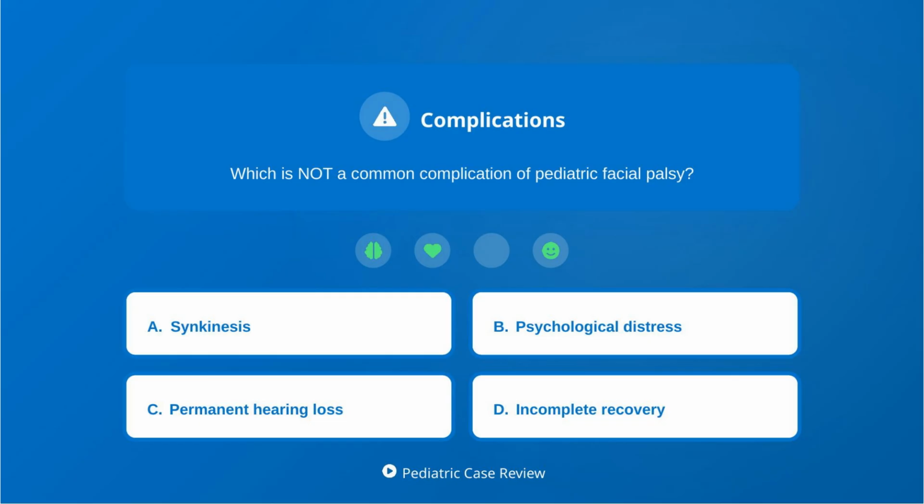Which of the following is not a common complication of pediatric facial palsy? A. Synkinesis. B. Psychological distress. C. Permanent hearing loss. D. Incomplete recovery. Consider the typical long-term outcomes and sequelae that children with facial palsy might experience.